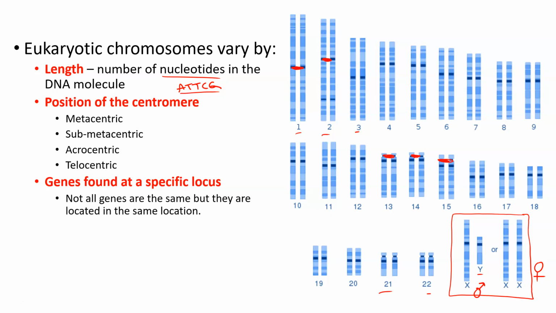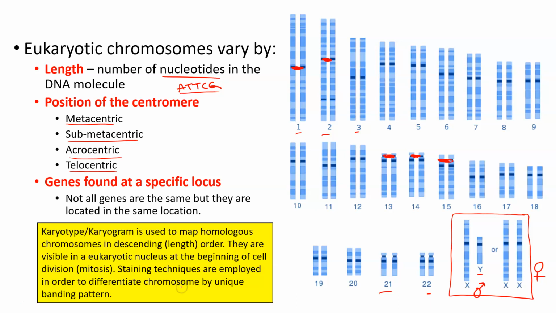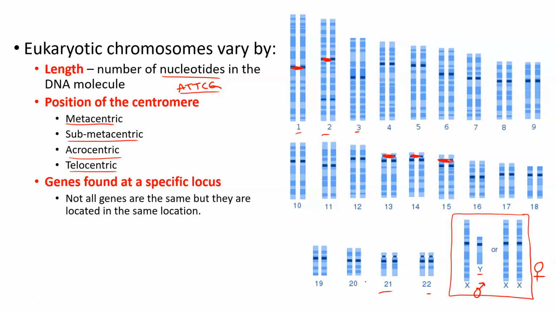Position of centromere: there are 4 types of centromere locations: metacentric, submetacentric, acrocentric, and telocentric. It is really important for you to know that metacentric basically means middle. So a chromosome that has a centromere position in the middle, or meta, meaning middle, is a metacentric chromosome.